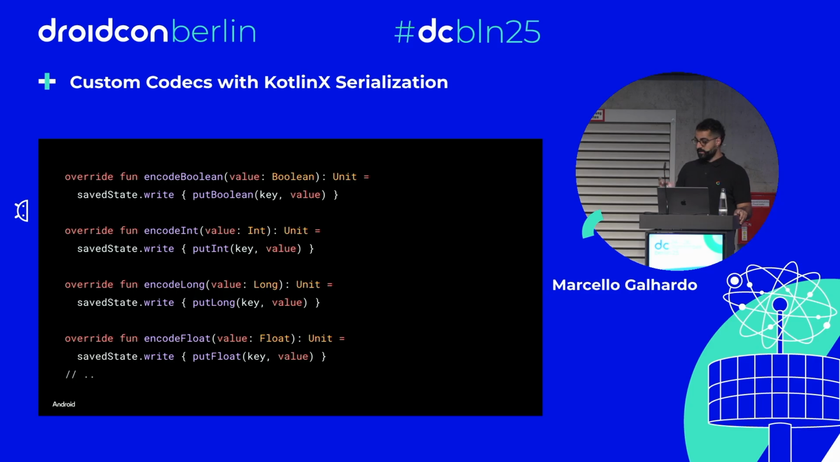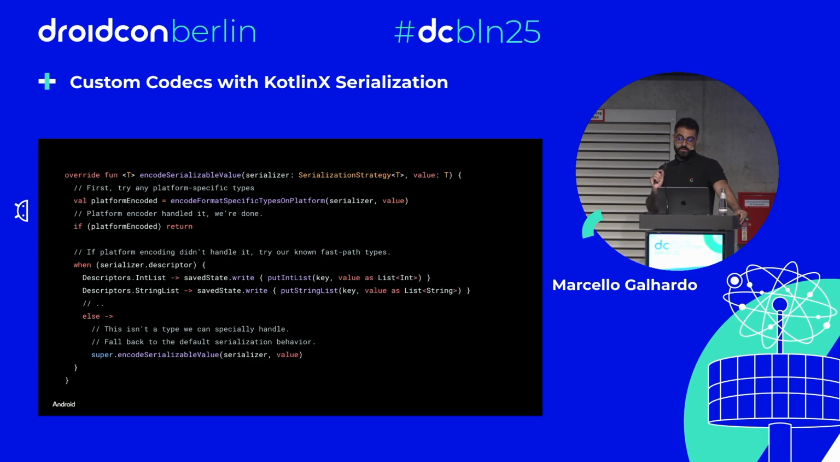And these are the methods for writing values. We have one for each basic type, like Boolean, Int, Long, Float, and so on. And we just write into the SavedState using the current key. For example, encodeBoolean is going to call putBoolean with the key and value, encodeInt calls putInt, and so on.